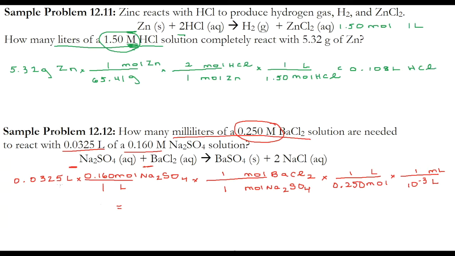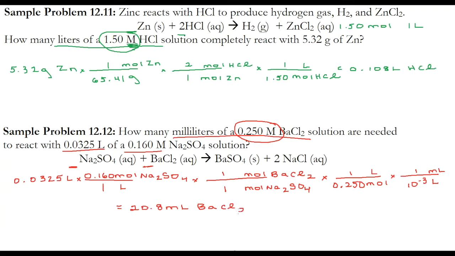Okay, so I'm going to do out this: 0.0325 times 0.160 divided by 0.250 divided by 10 to the negative third, and what you should end up getting for your final answer, since I want 3 significant figures total, because this says 3 sig figs, 3 sig figs, and 3 sig figs, is 20.8 milliliters of barium chloride.